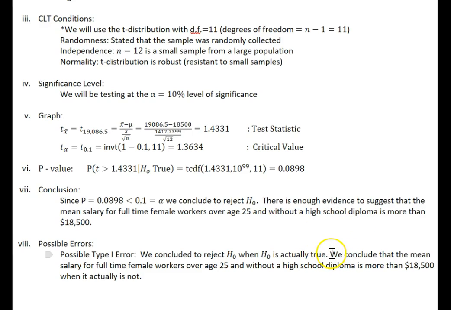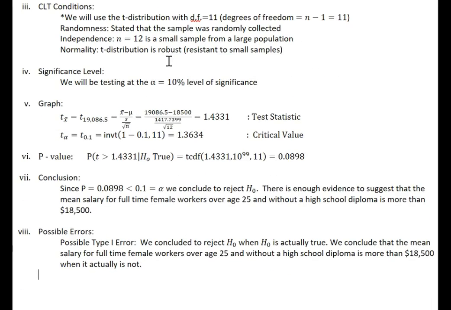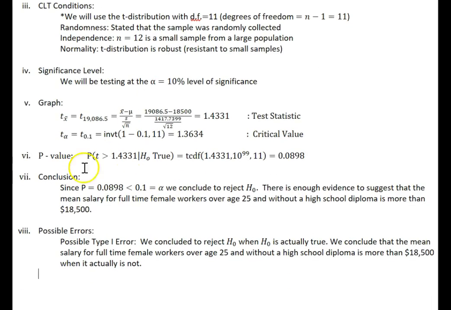So we want to state that. We conclude that the mean salary for full-time female workers over age 25 and without a high school diploma is more than 18,500, so that's what I did before, right? When it actually is not. So that's me being incorrect, right? I'm assuming that it is when maybe it isn't. So I'm assuming that this is not true when possibly it is actually true. And that's the possible error I made in my conclusion.